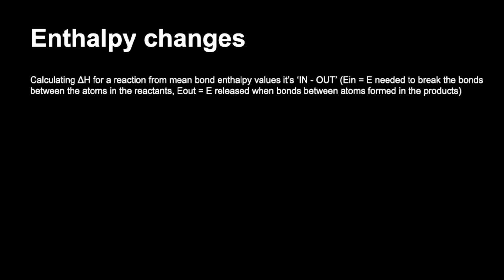Next topic we'll look at is enthalpy changes. First thing we'll say is to calculate the delta H, the enthalpy change for a reaction from mean bond enthalpy values, I call it the in minus out method. The energy in is the energy needed to break the bonds between the atoms in the reactants. The E out, the energy out, is the energy released when bonds between atoms are formed in the products. You remember it this way, bendomic: breaking is endothermic, energy has to go in. Making is exothermic, energy is released.